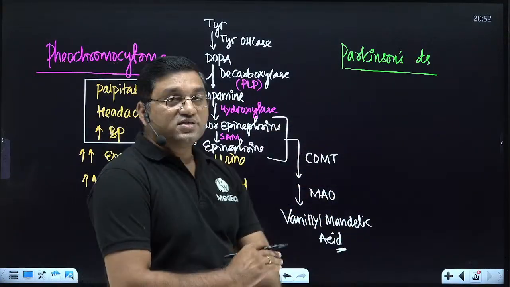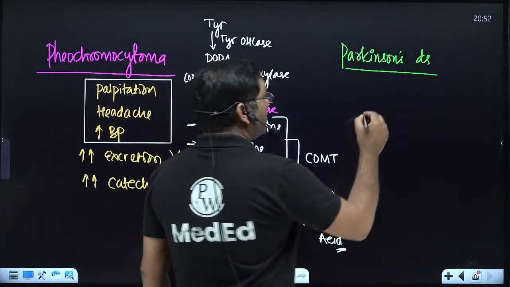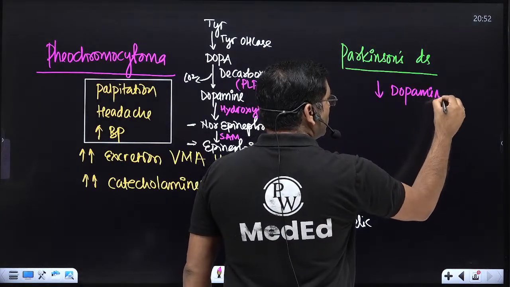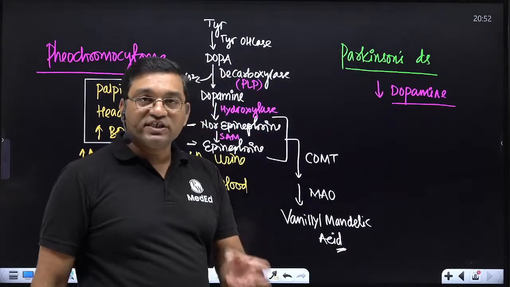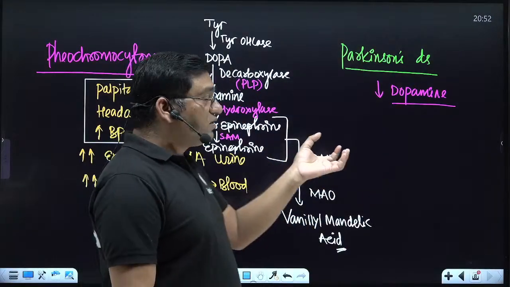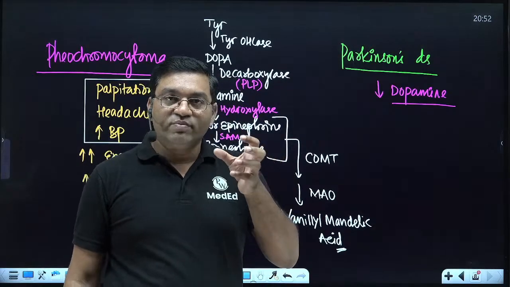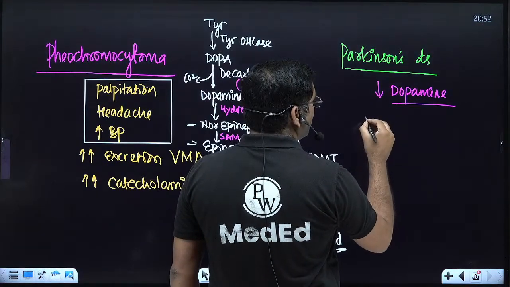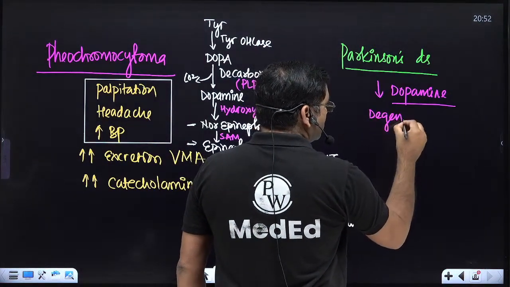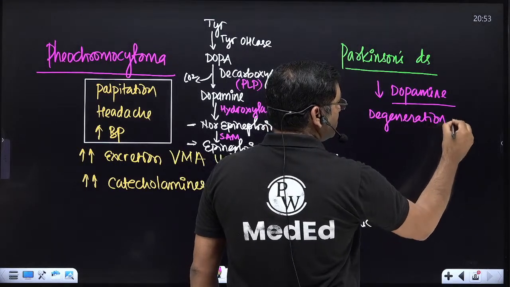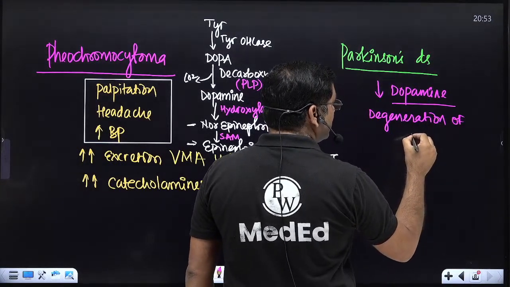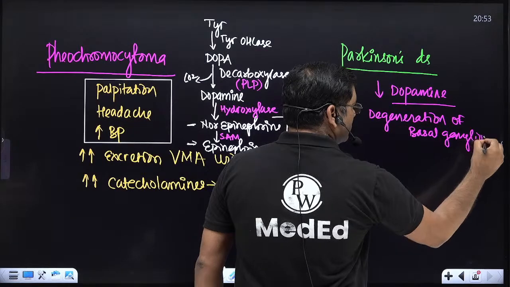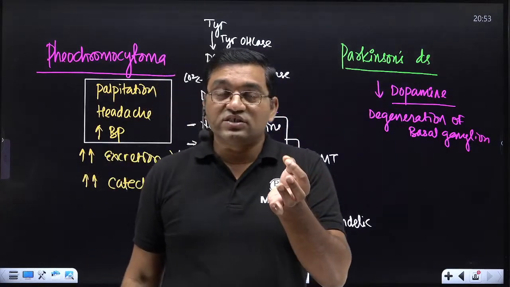Now Parkinson's disease. What do you mean by Parkinson's disease? There is decreased dopamine because of age-related degeneration of the basal ganglia, certain areas of the brain. So decreased dopamine level because of degeneration. Near about 1% of the population, above the age of 60 years, is affected by degeneration of certain areas of the brain, particularly the basal ganglia.